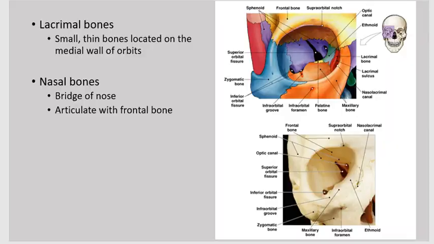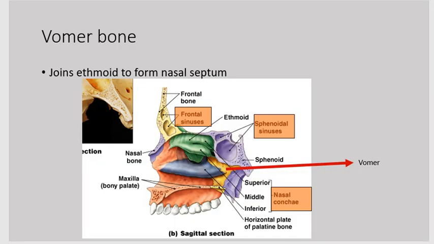The next bone we're talking about is the vomer. Sometimes they call this the plowshare bone because it looks like a plow. It joins the ethmoid to form part of the nasal septum. Something else that you can see here are all three nasal conchae: superior, inferior, and middle.